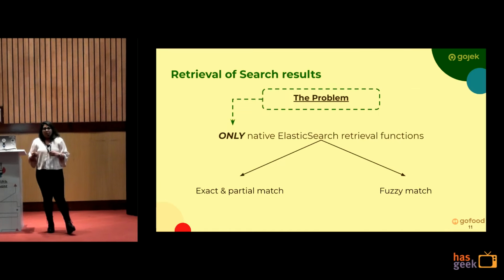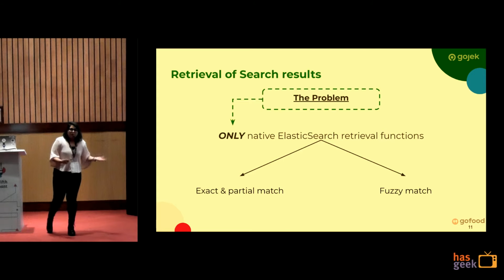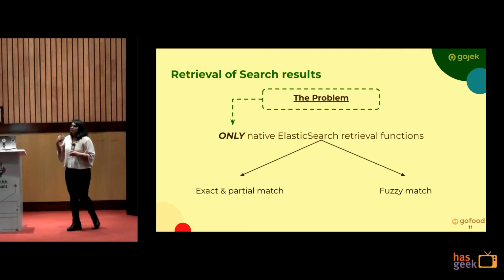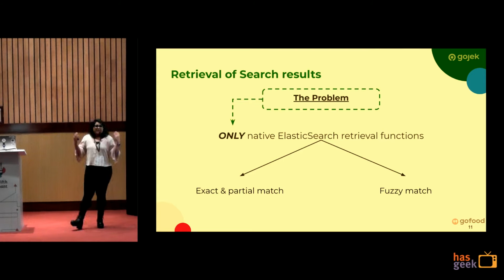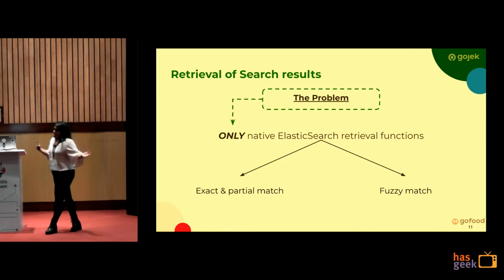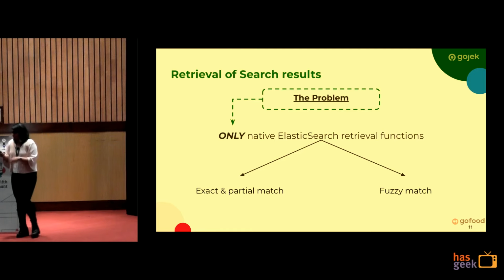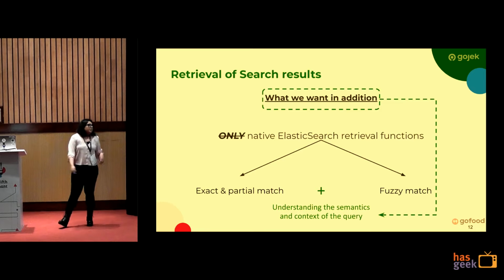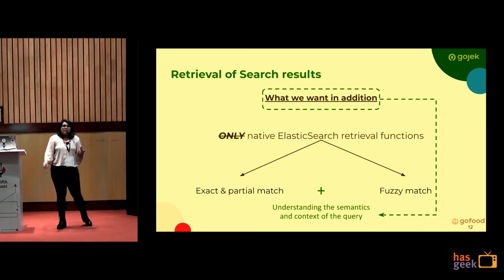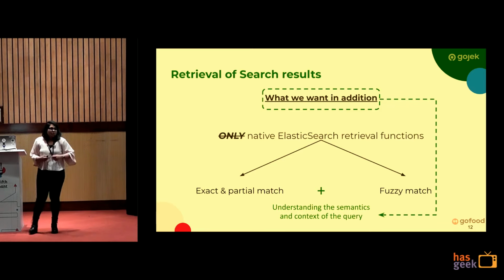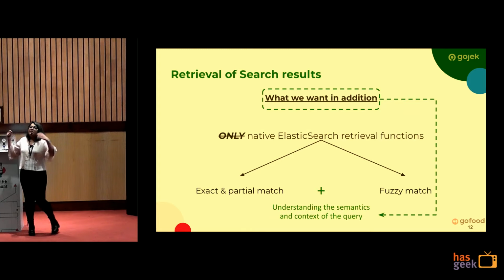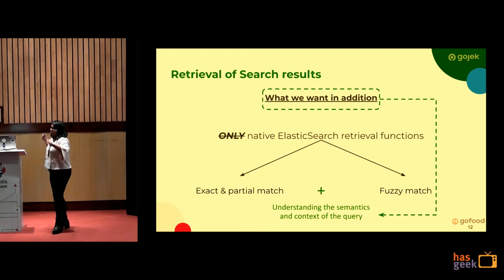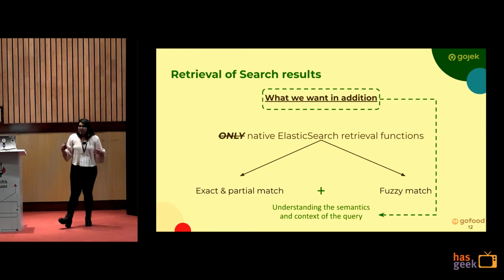This was the problem that we wanted to solve. Our search only surfaced matches from native Elasticsearch functions. We had exact and partial matches, and at most fuzzy matches. And this is what we wanted to do to solve it: we wanted to add a component that could understand the query and understand the semantics and context of what the user was looking for from what they typed.